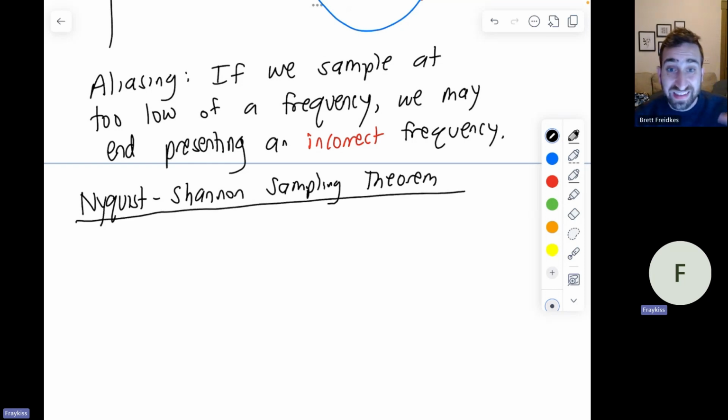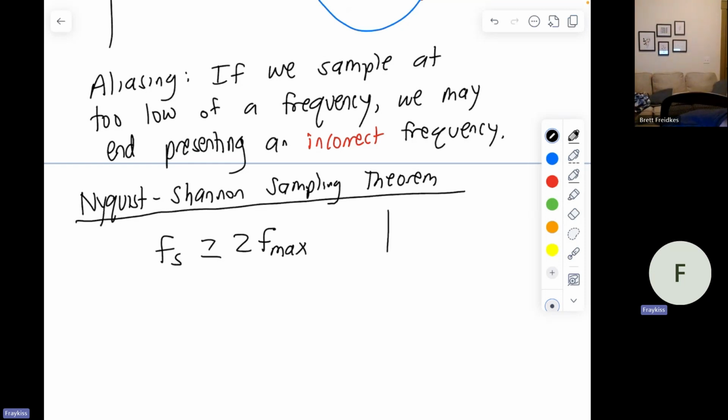Which says that we need to sample at least twice the maximum frequency present in our signal. So I'm going to say that my sampling frequency, Fs, has to be greater than or equal to twice the max frequency that's in our signal.